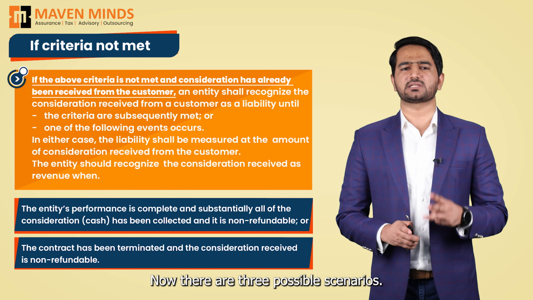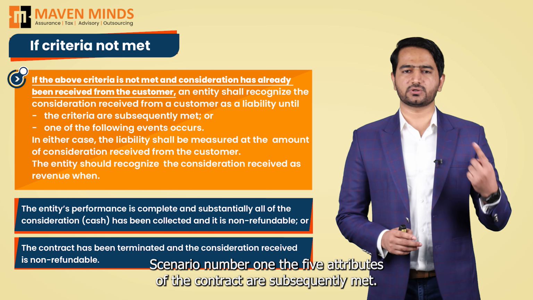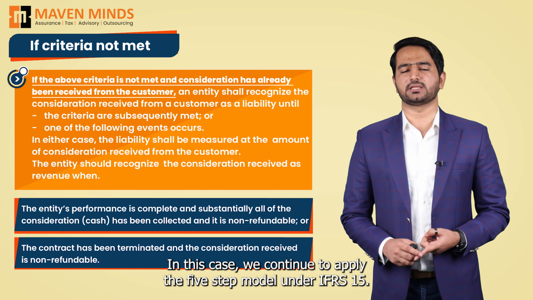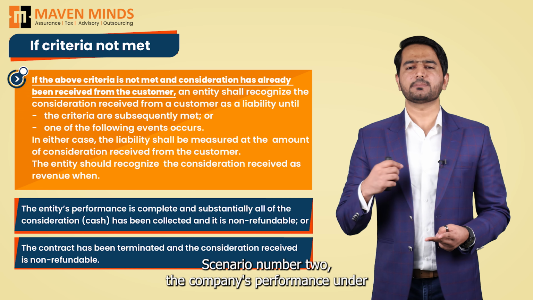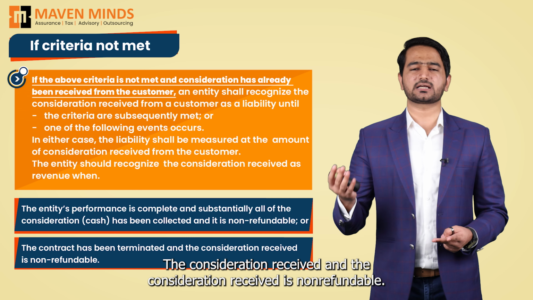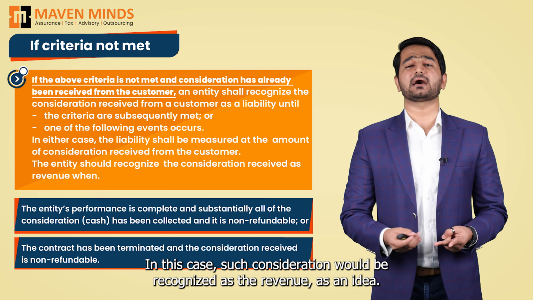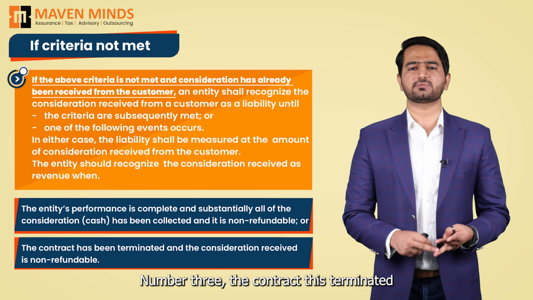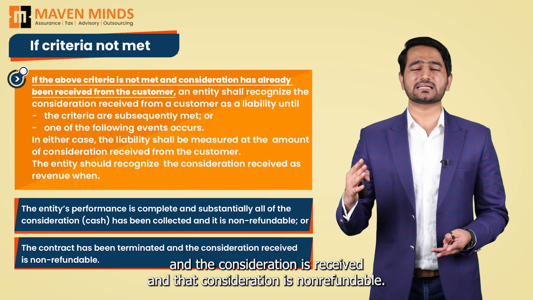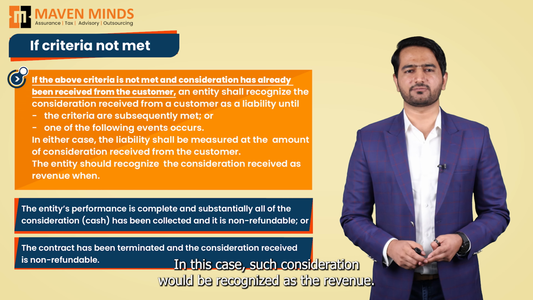Now there are 3 possible scenarios. Scenario number 1, the 5 attributes of the contract are subsequently met. In this case, we continue to apply the 5-step model under IFRS 15. Scenario number 2, the company's performance under the contract is completed and the consideration received is non-refundable. In this case, such consideration would be recognized as revenue. And scenario number 3, the contract is terminated and the consideration is received and that consideration is non-refundable. In this case, such consideration would be recognized as revenue.